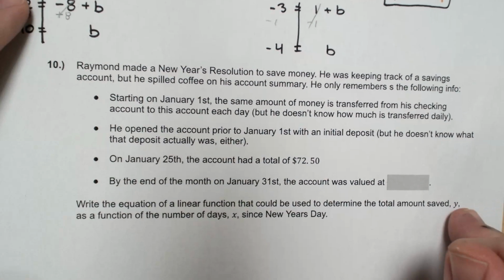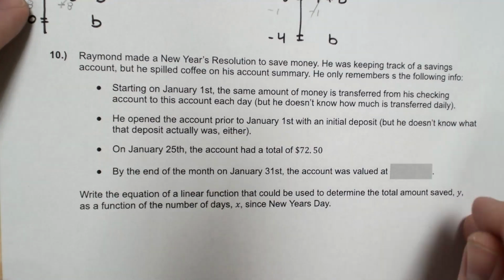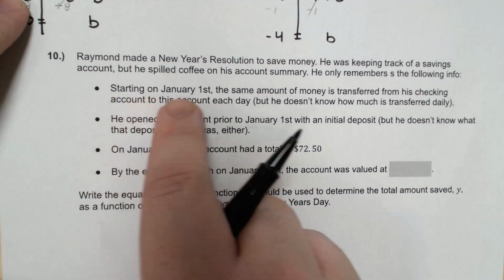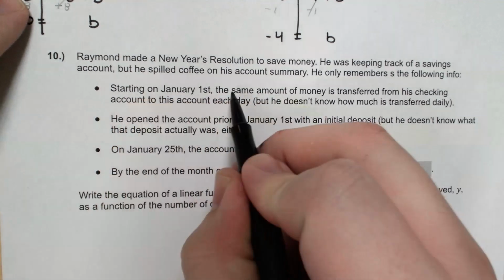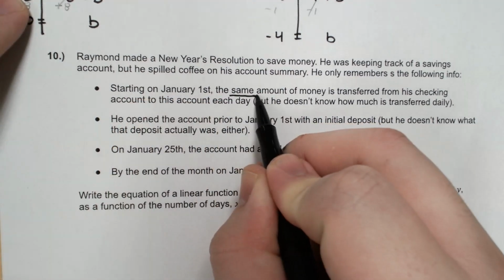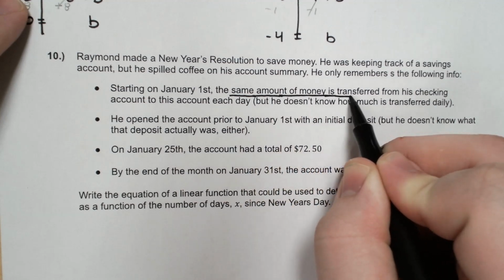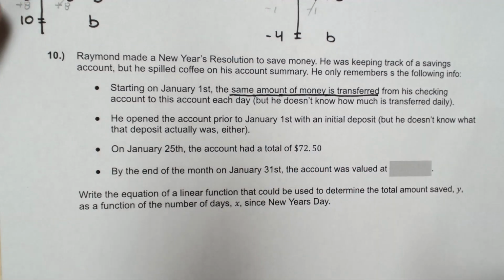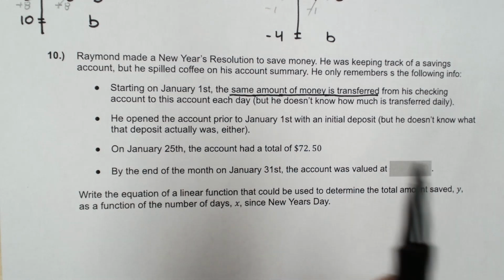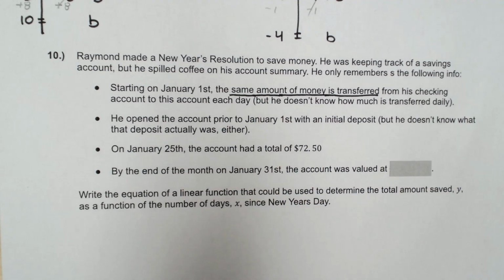So, let me go ahead and just get you started on this. So, it's the same amount of money transferred each day. So, back whenever I first opened my bank account, I was part of this Young Money Savers program that Wells Fargo did at the time that basically just took my checking account, and anytime I spent money, it took $1 from my checkings and put it into my savings account.